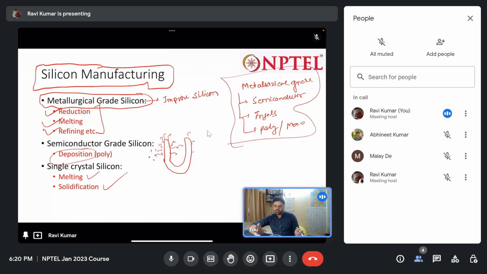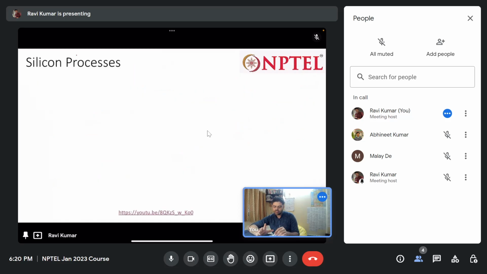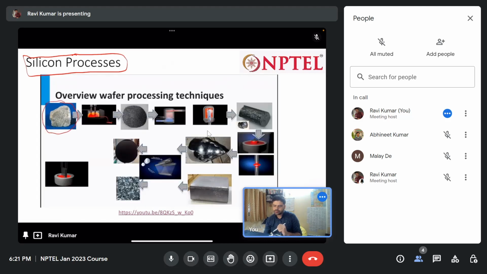First I'll show you some processes in the form of pictures, and then we will see a video. This is a mineral, and we are heating or melting it, and after heating and melting we get an impure silicon. Then we do deposition and get more pure silicon. After more processes, we get ingots.